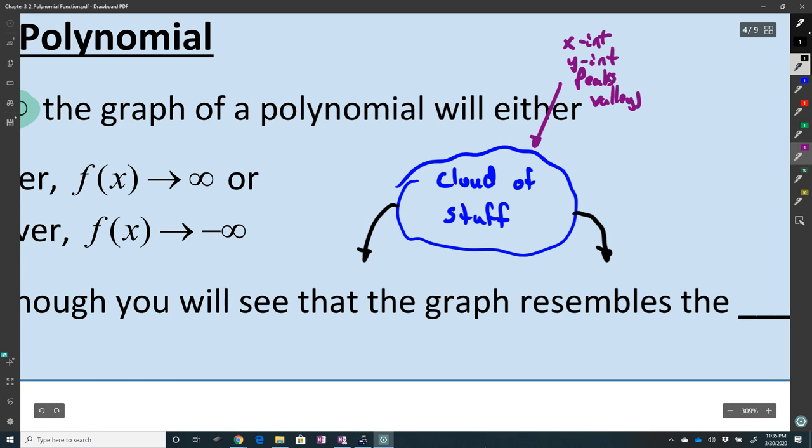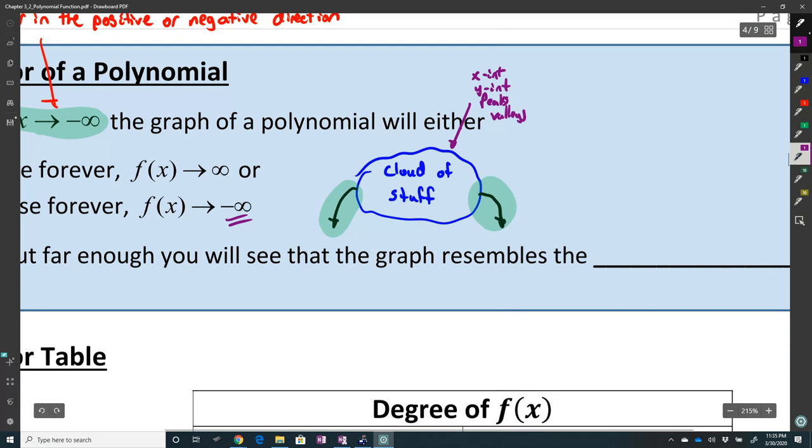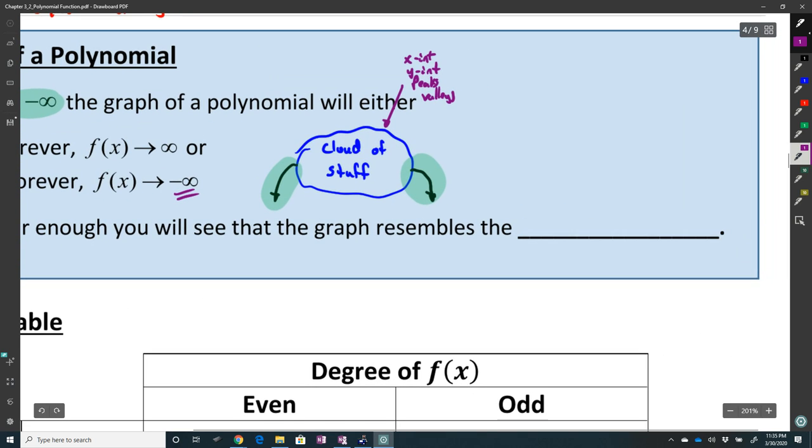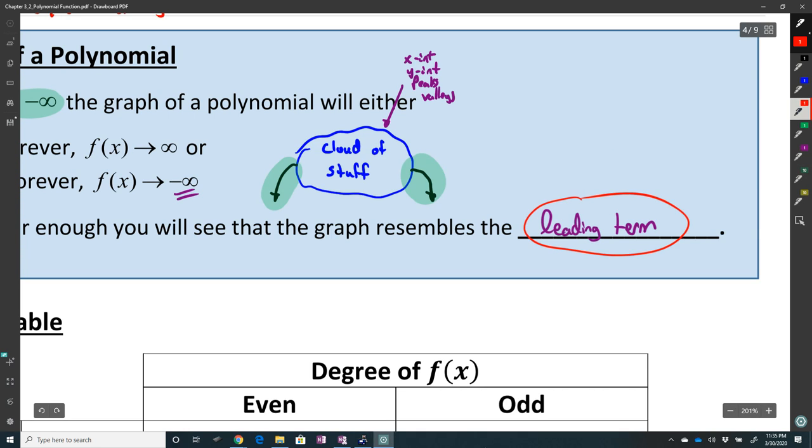And so that's what we call the end behavior. The end behavior is what happens after all the interesting stuff is done. What does it do in the end? And in this case, this would be down forever, so that would be negative infinity on both sides. So if you zoom out far enough, you're going to see that the graph resembles the leading term. And so the leading term is what tells us the end behavior.